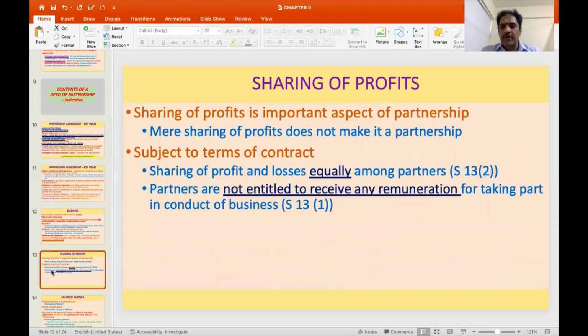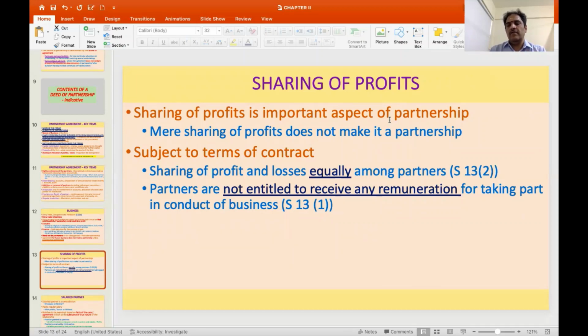Then sharing of profits. This is a very important aspect of partnership, and mere sharing of profits does not make it a partnership. So we'll see some examples also subsequently. So if there is a joint ownership of property and they are generating profits and they are distributing these profits, does that mean that it is a partnership?